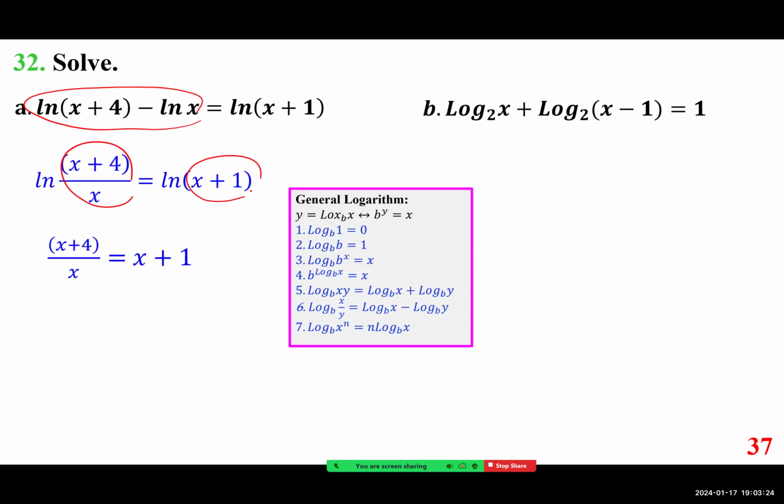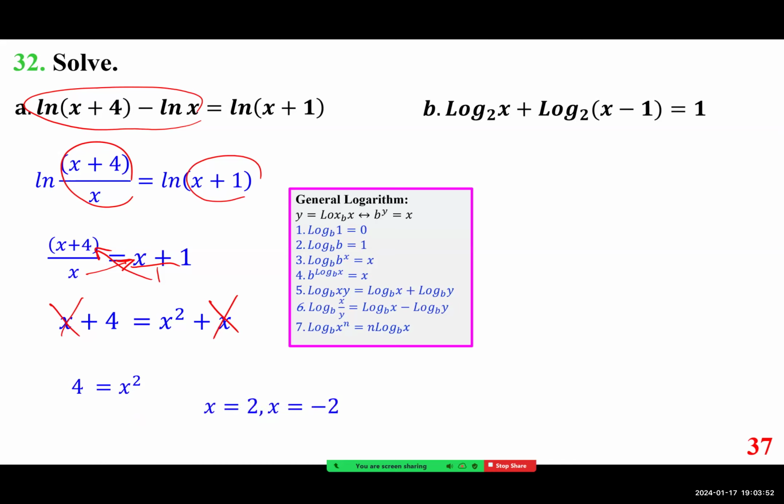And to solve this, we do the cross product. I put a 1 here. This times this, and this times this. So we have x plus 4 equals x squared plus x. Again, we don't have to move anything. We just drop the common x on each side. x squared becomes 4. And x has two answers, positive and negative 2.